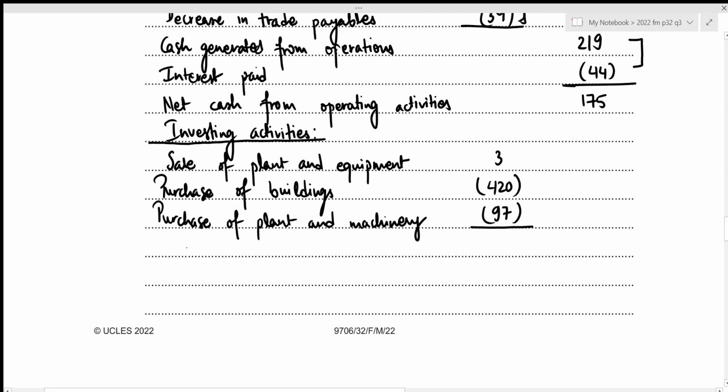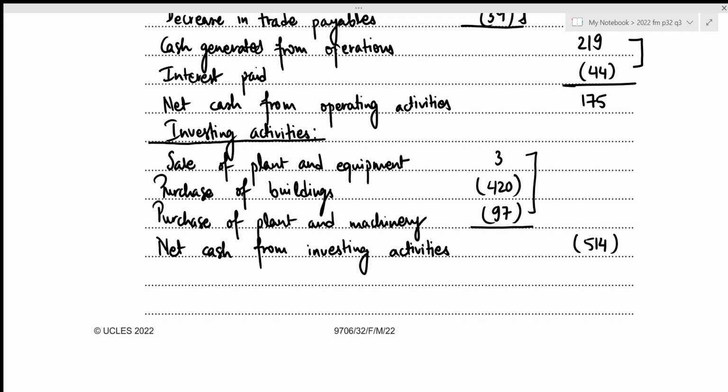So let's just add it and figure out the net cash from investing activities. That is just going to be the sum of these three amounts. That's 3 minus 420 minus 97, which results in a negative balance of 514. Now we can move towards our final section, which deals with financing activities.